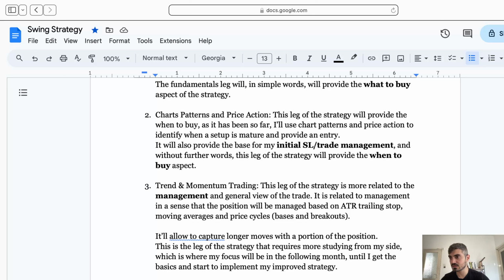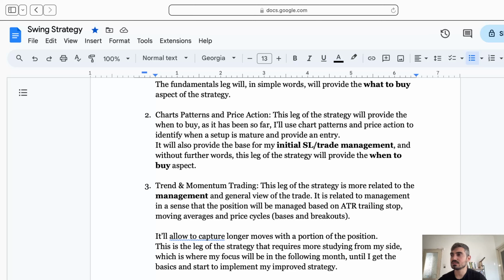Okay, we usually have 3 to 5 bases before a stock reaches some kind of exhaustion, and then a correction, and then a deeper correction. But once again, this is where the study on my side is needed. It will allow me to capture longer moves with a portion of the position. This is the leg of the strategy that requires more studying from my side, which is where my focus will be in the following month, until I get the basics and start to implement my improved strategy.